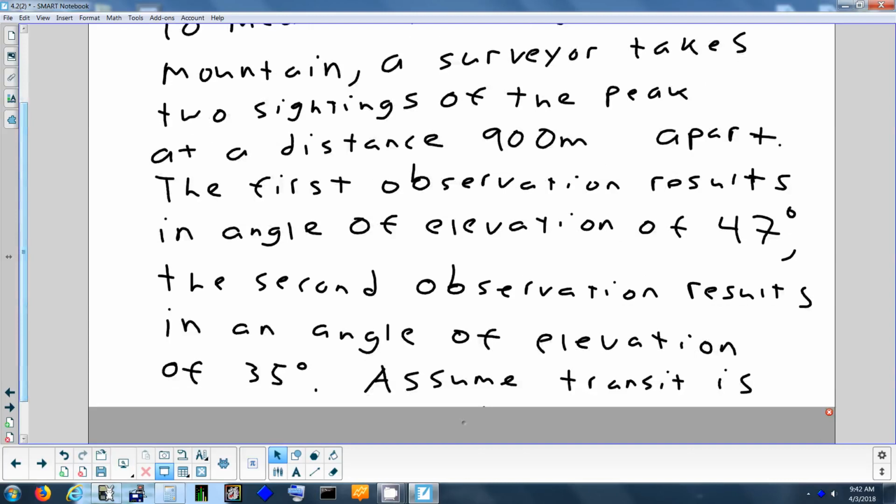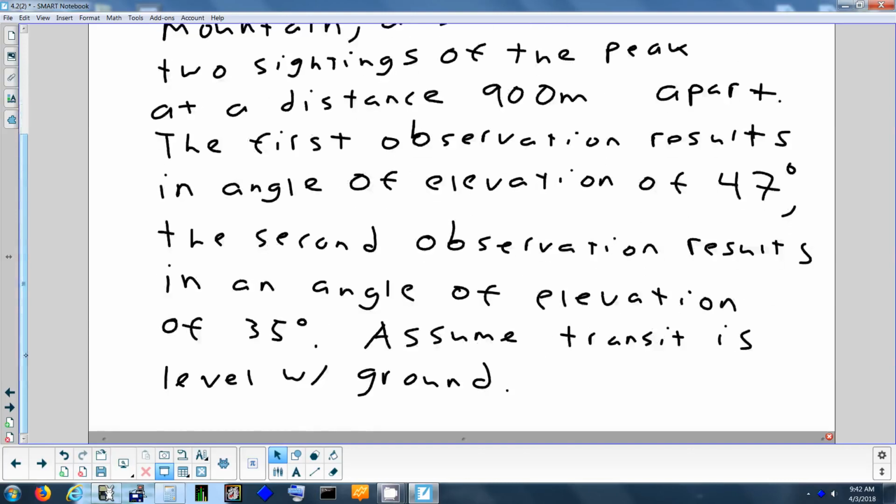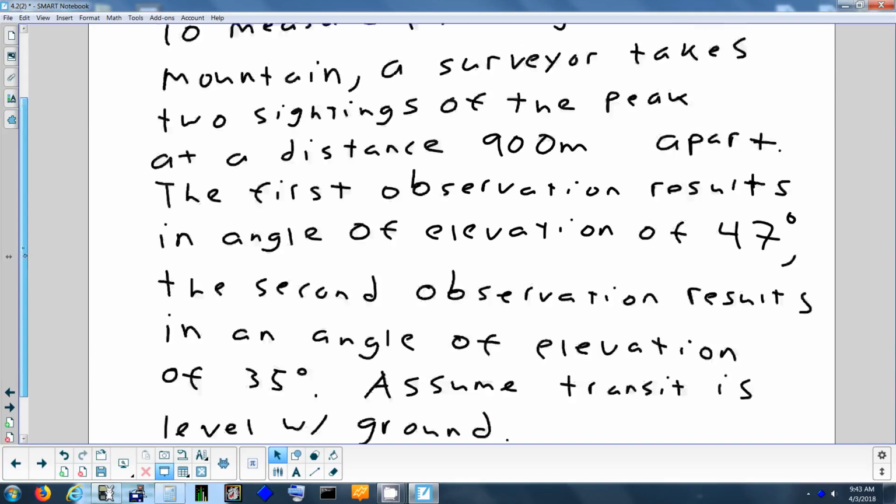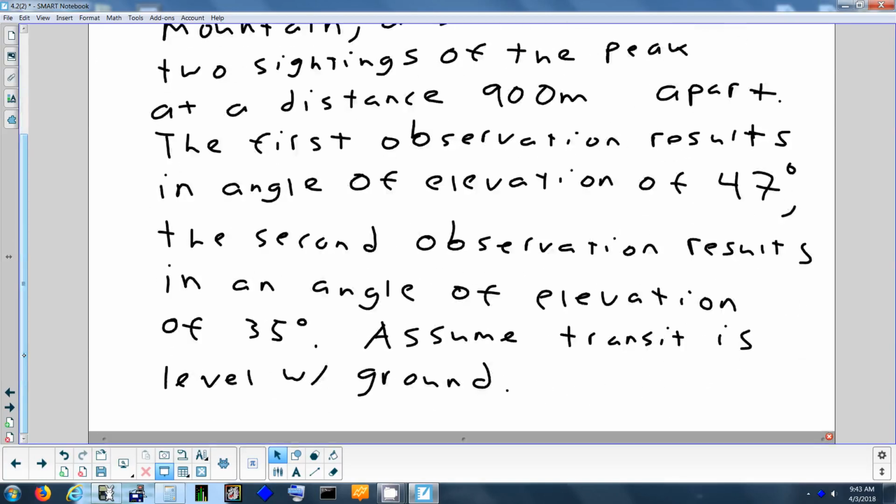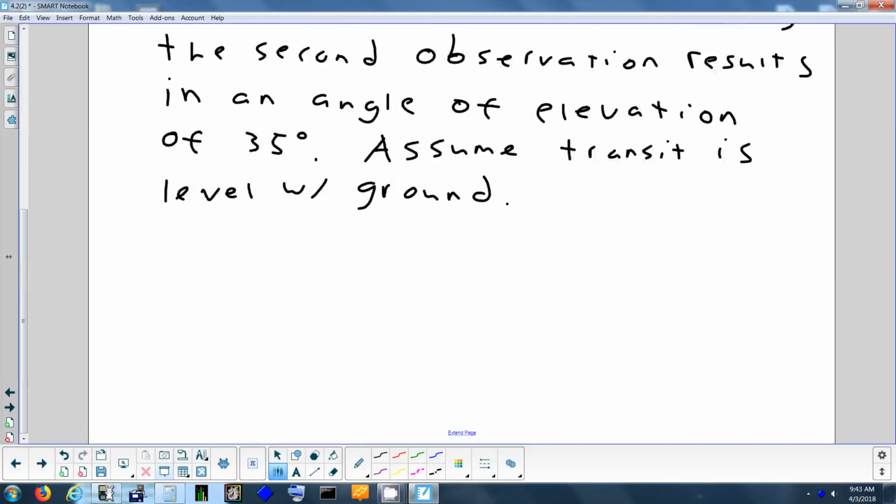The device that you would use to do this is called a transit. We're going to assume the transit is level with the ground. That's really not true. The transit would be on a tripod, so what we would actually have to do is add in the height of the tripod after. But I'm not really worried about that, so we'll just pretend the transit is on the ground. Okay, so the question is, find the height of the mountain.